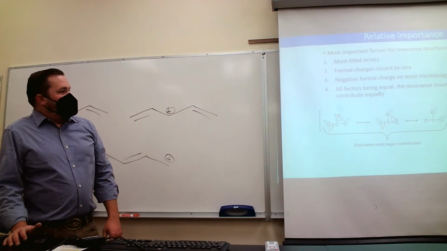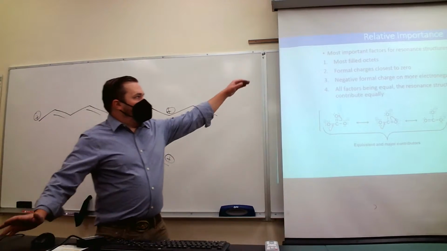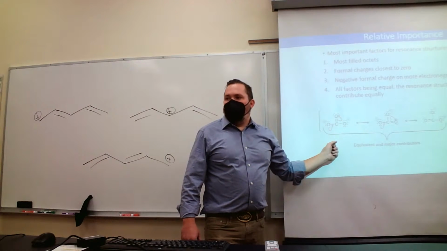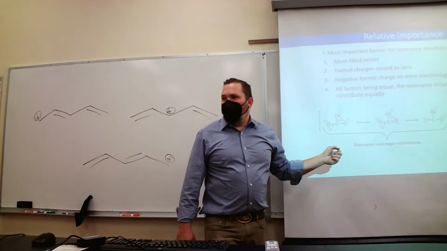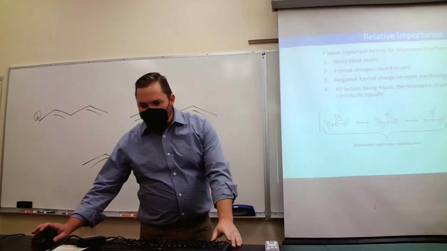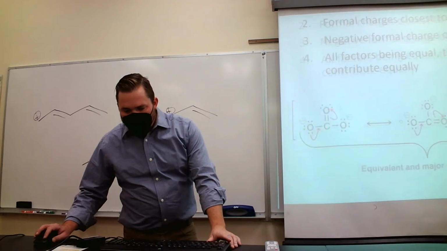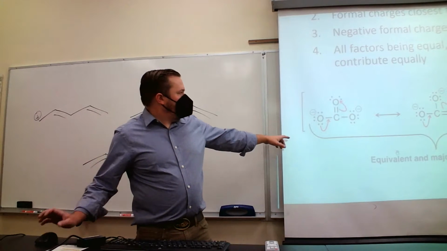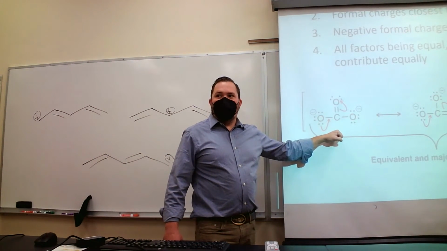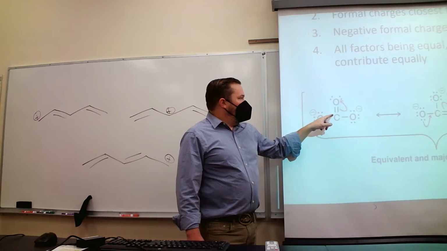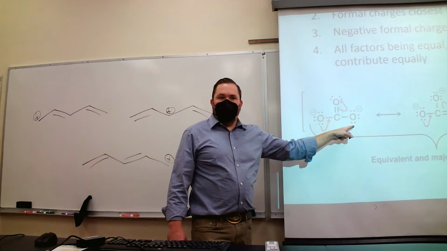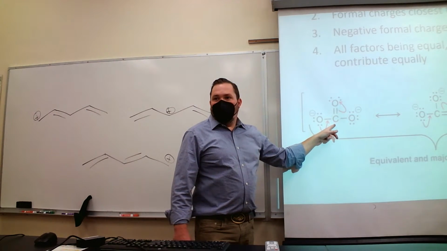And again, once you can say that 1 through 3 are all the same for a particular set of resonance structures, you can say that they're all going to contribute equally. So in this case, for carbonate, CO3 with a -2 charge, carbonate looks like this. You've got 2 oxygens that each have a -1, and you've got a carbon in the middle with full valence.